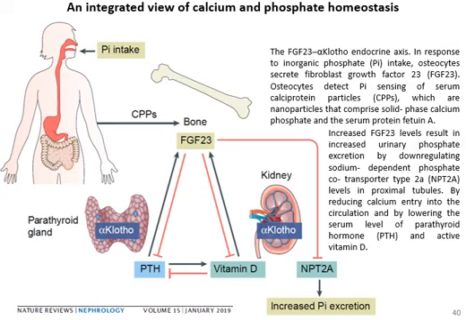PTH will facilitate calcium reabsorption in the kidney, and also it will facilitate the metabolism of vitamin D. Vitamin D will facilitate absorption of phosphate and calcium from the gastrointestinal tract, and together they will influence FGF23 secretion from the bone, which is the primary phosphaturic factor in the kidney, together with its receptor alpha-klotho.